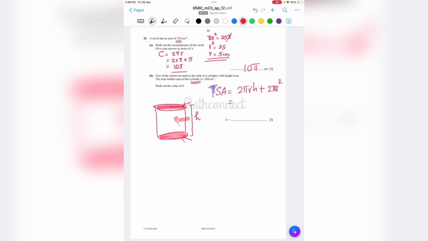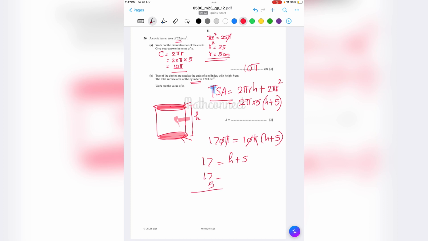So I'm going to take out the 2 pi r common. r was 5 centimeter. So 10 pi into h plus 5, and the total surface area is 170 pi equal to 10 pi into h plus 5. Cancel out the pi, 0 can be cancelled, so 17 equals h plus 5. So 17 minus 5 is the h. So the height is 12 centimeter.